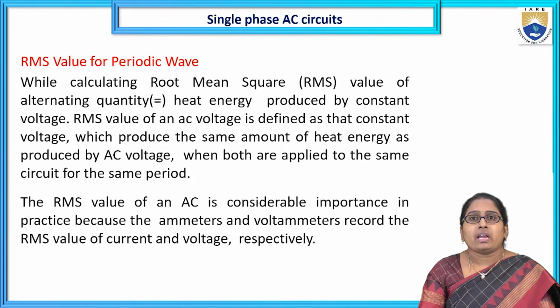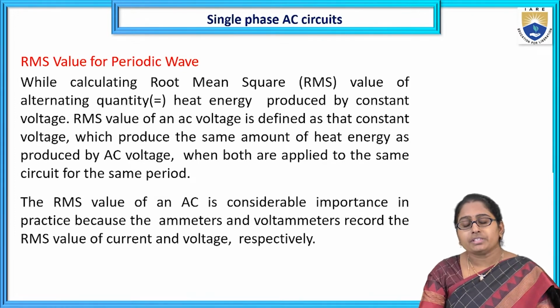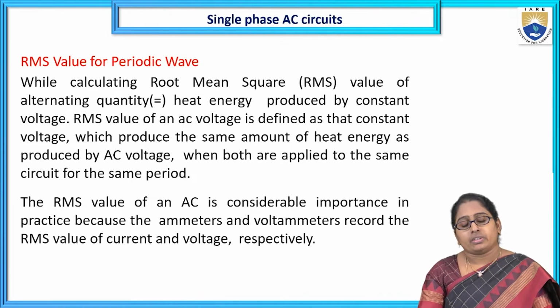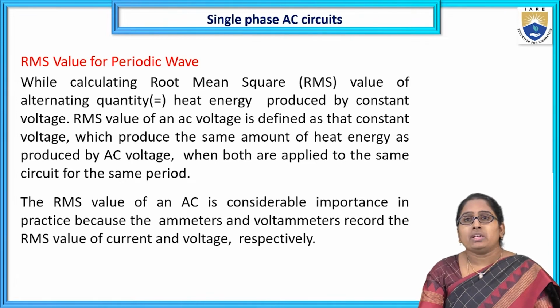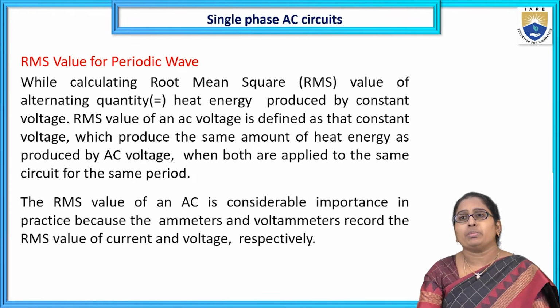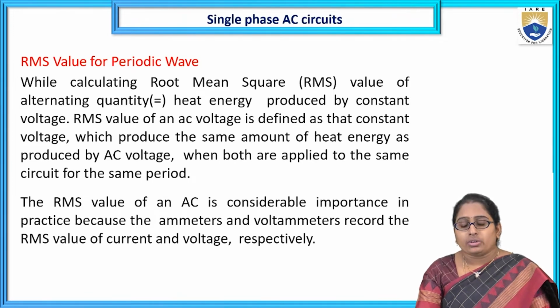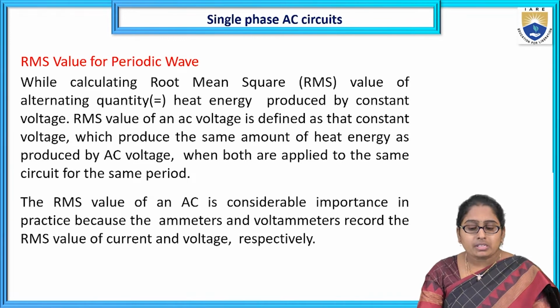While calculating root mean square value of alternating quantity, it is nothing but heat energy produced by the constant voltage, DC voltage. Now, this RMS value of an AC voltage is defined as that constant voltage which will produce the same amount of heat energy as produced by AC voltage when both are applied to the same circuit for the same period.